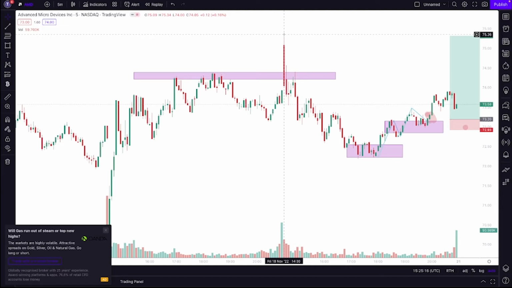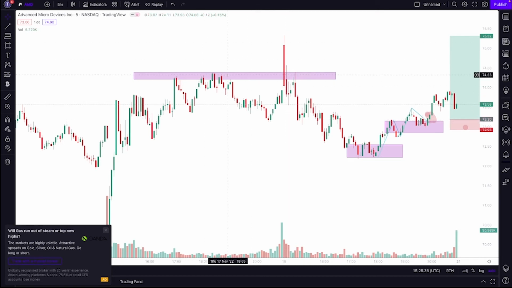Tell me why I'm not going to enter on this red candle. 5, 4, 3, 2, 1. The reason why is because we don't have that green candle close above. We don't have any bullish candle signifying that we get a close above. If anything, this is a great signal for a short position.